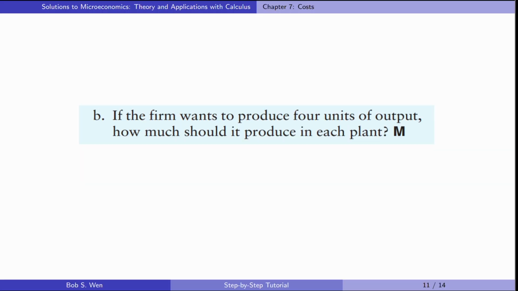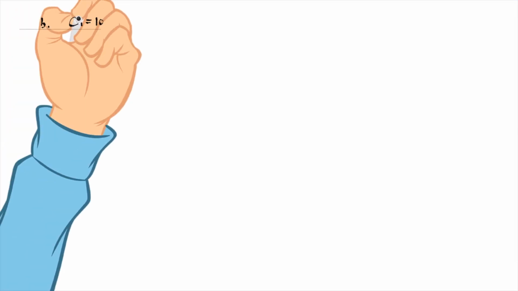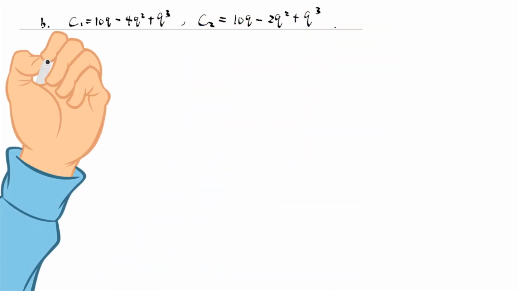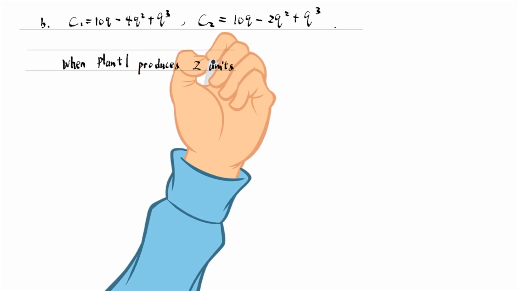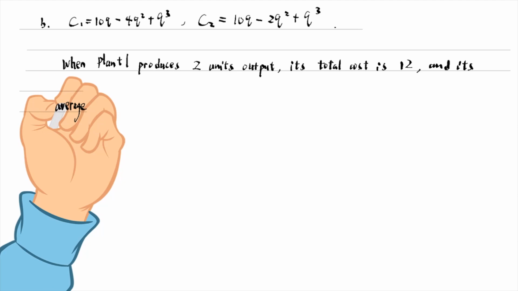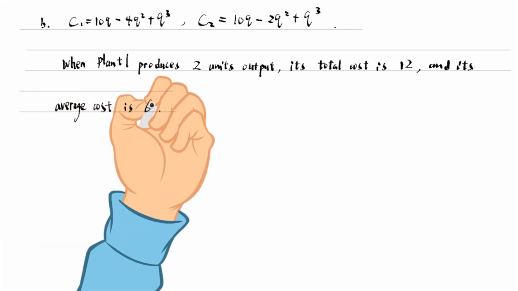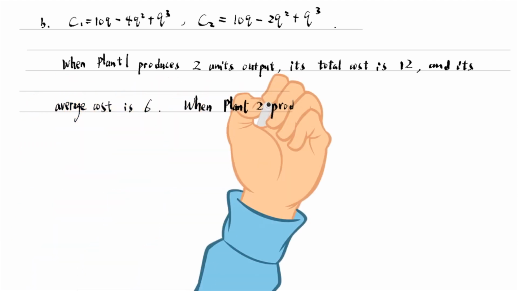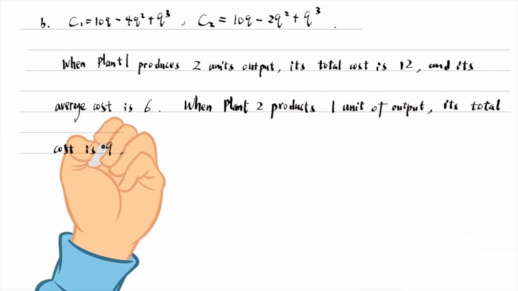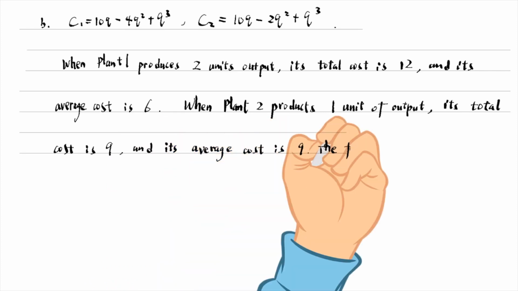For part B, if the firm wants to produce 4 units of output, how much should it produce in each plant? When plant 1 produces 2 units of output, its total cost is 12, and its average cost is 6. When plant 2 produces 1 unit of output, its total cost is 9 and its average cost is also 9.